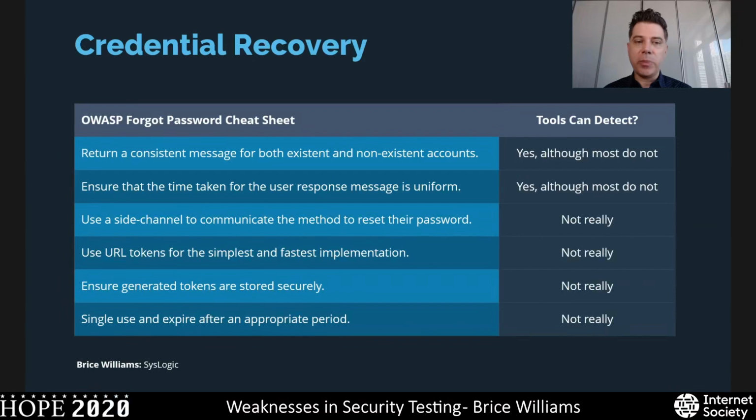You should use a side channel to communicate the method to reset their password. This will be very difficult for a tool to detect and tell if it was done correctly, simply because the tool doesn't have that context. It can't tell that an email message is being sent out or an SMS message is being sent out. It can't look at those tokens necessarily to see that they're being supplied, that they're stored securely on the back end, that they're single use and expire after an appropriate period. All of the things that involve forgot password recovery. Most of the things around being able to recover your password is something that security tooling is going to have difficulty in telling you if it was implemented securely or not.